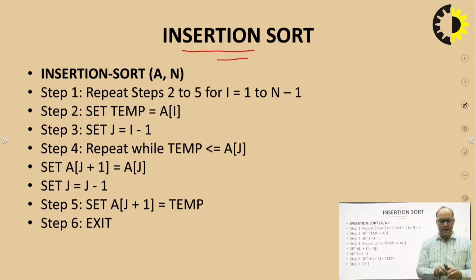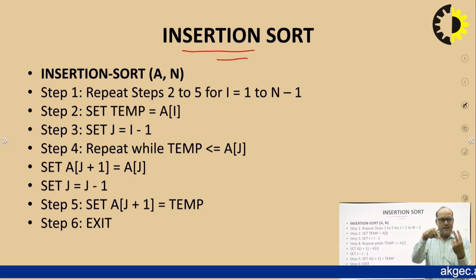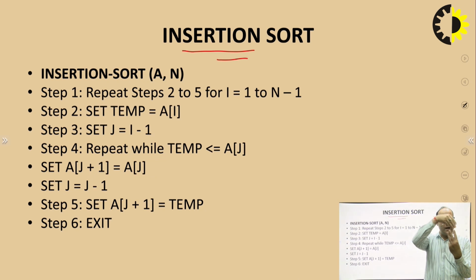So now I have two cards in my hand. Now I pick the third card. I will compare this third card with these two cards. If the card that I have picked is less than, I will insert it before, otherwise afterwards or in between. Now I have three cards. Now I will pick another card from the table, compare it, and put it accordingly. So this is how insertion sort takes place.